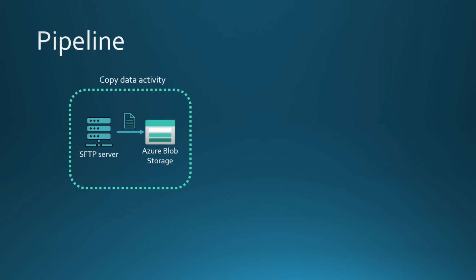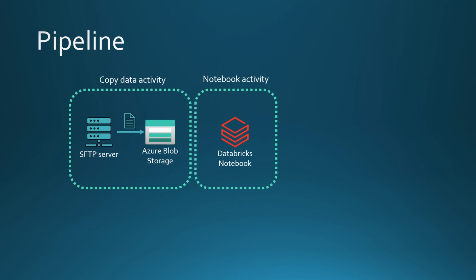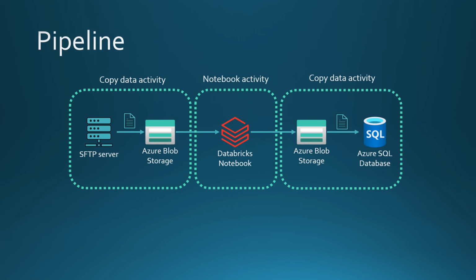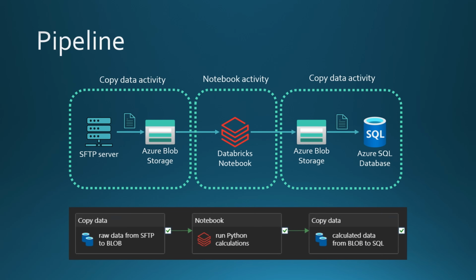Next, we could have a Databricks notebook that would read the data from the Azure Blob Storage and run some Python calculations for that data, and then write it back to an Azure Blob Storage. Lastly, we could have another copy activity that would then copy that refined data from Azure Blob Storage to Azure SQL database, for example, for reporting purposes. And here we have an example how this kind of pipeline would look like in the Data Factory UI when we would actually build this in Data Factory.